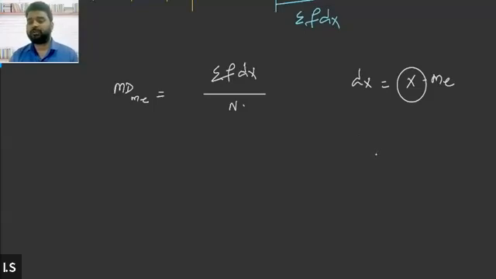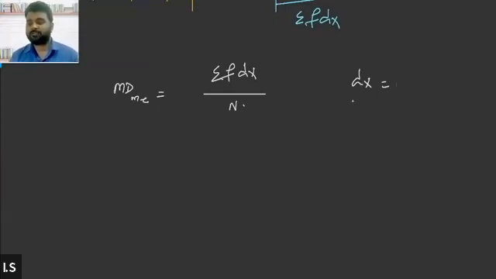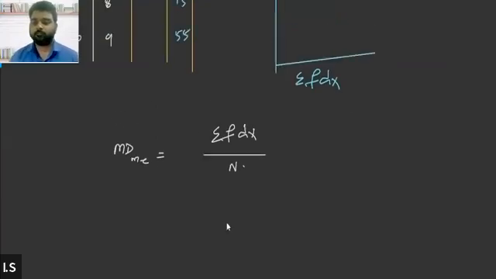So in order to overcome the limitation of the x, what do we do? In order to calculate the dx, this time we calculate dx by subtracting the median from the mid value. So we take m instead of x. This is the only difference while calculating mean deviation from median in case of continuous series as compared to the discrete series. Am I clear to you, Alexander?